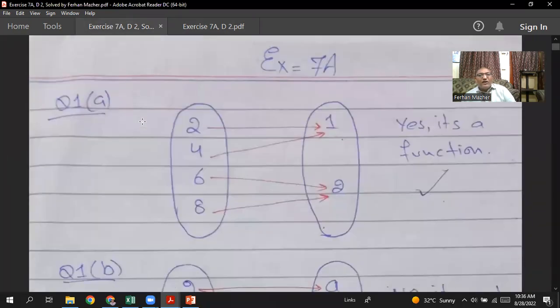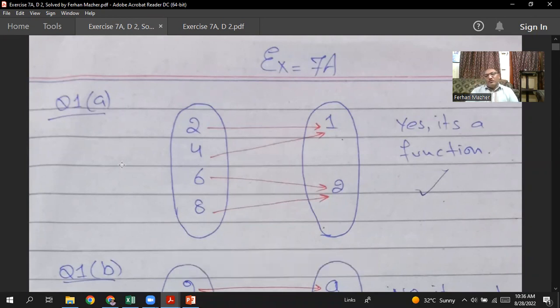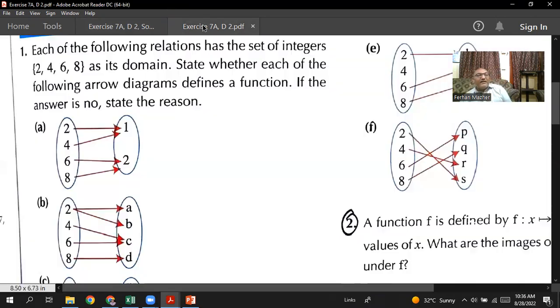So here we go. You can see 2 has image 1, 4 has image 1, 6 has image 2, 8 has image 2. So every member of the domain has a unique image. Two domain members can have the same image. There's no problem for that. So yes, the first one is a function.